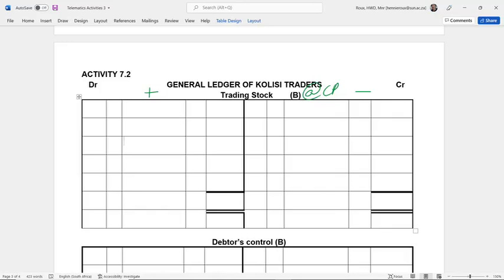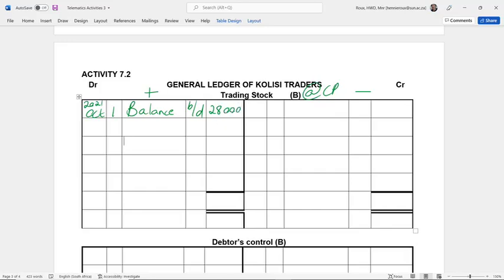Always cost price. What I'm trying to teach you now is to figure out what this account must look like without just studying it, without understanding what it means. Trading stock is an asset. Therefore, it must have a debit balance. October the 1st, we started with a debit balance brought down, 28,000. That was given.